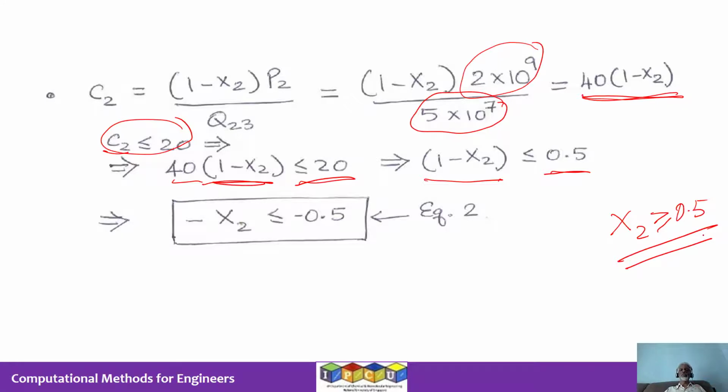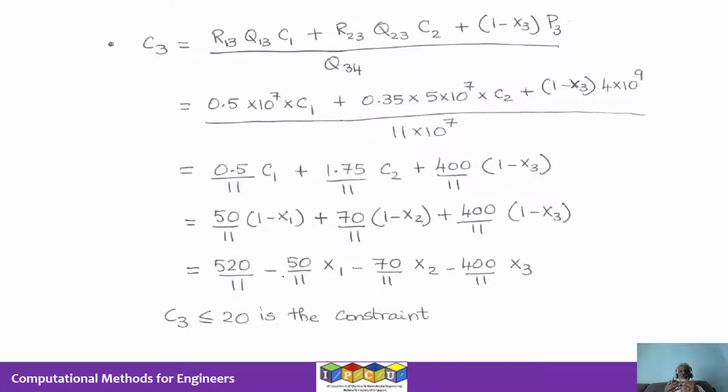But MATLAB will want the inequality constraints with a less than or equal to sign. Therefore, we persist with equation 2: minus x2 should be less than or equal to minus 0.5, in order to meet the environmental regulations as well as to respect the mass balance at junction 2.